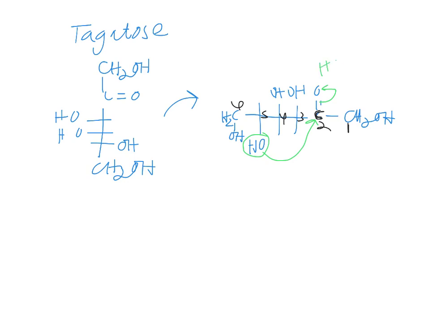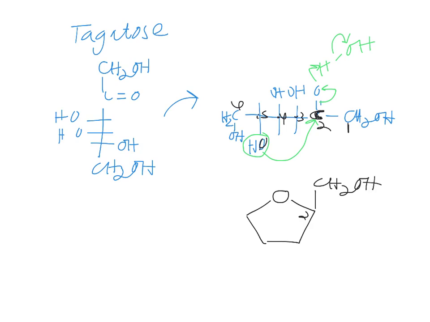Those electrons will go up to that and grab a hydrogen from water. So you'll see that we have 1, 2, 3, 4, 5 members of the ring. So that makes this one a furanose. So the O goes here. And this is actually carbon number 2 now, because number 1 is up and out of the ring.